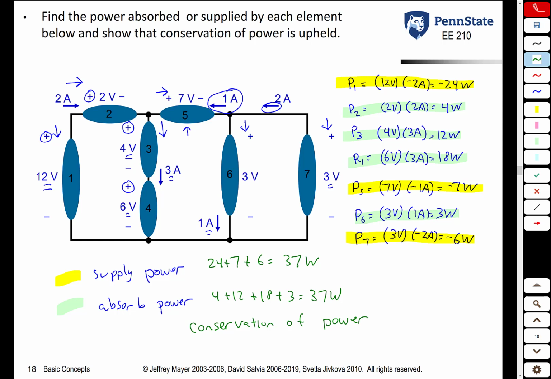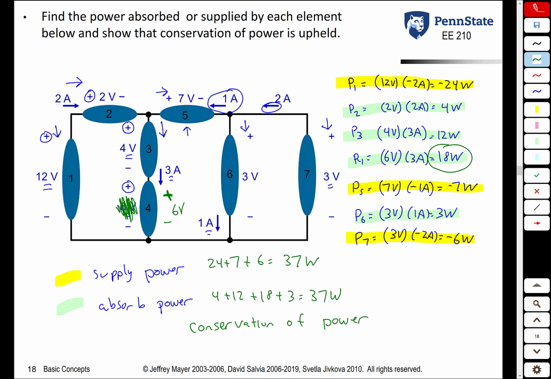In fact, suppose we didn't know one of these values. Suppose you did not know the power supplied or absorbed by, let's say, element 4. You can actually solve the circuit knowing everything else. For example, if you did not know that that was 6 volts across there, you would still know from conservation of power that element 4 would have to absorb 18 watts to get everything to add up to 0. If it had 3 amps going in it and it absorbed 18 watts, you would know that it would have to have 6 volts across it with the plus on top there.